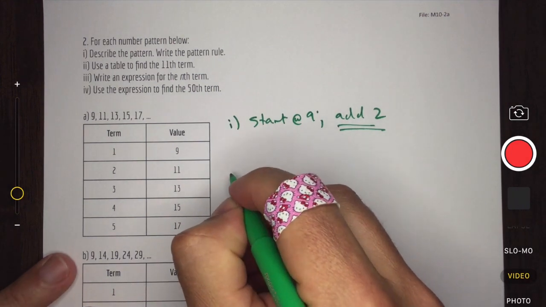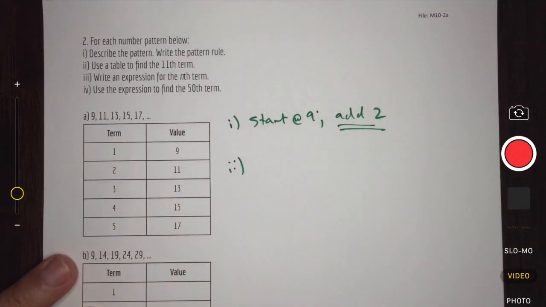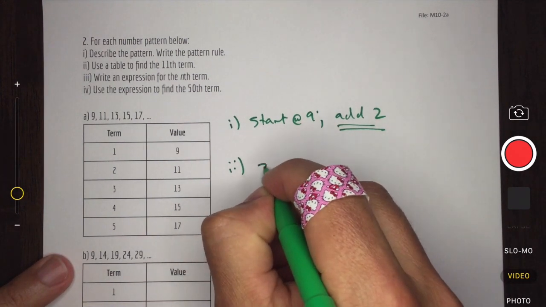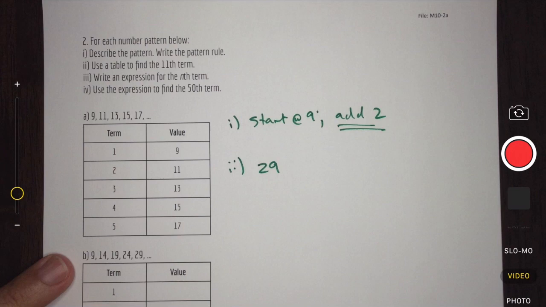For question 2, it says to use a table to find the 11th term. So what you would have to keep doing is keep writing this down. So you'd write term 6, term 7, 8, 9, keep on going all the way down to term 11 to calculate and figure out what the value of term 11 would be. Once you've taken a couple minutes to do that, what you should have come up with is the fact that term 11 is equal to 29.